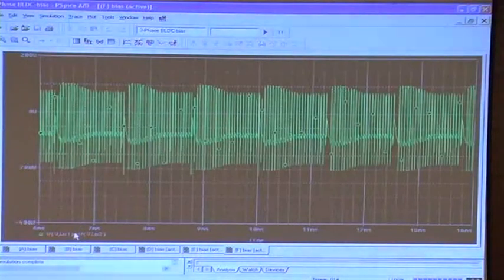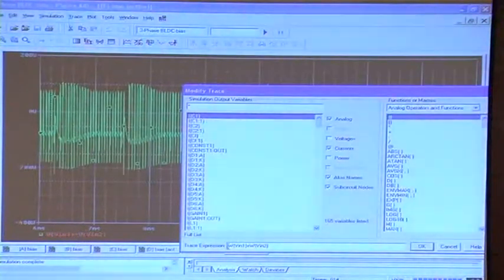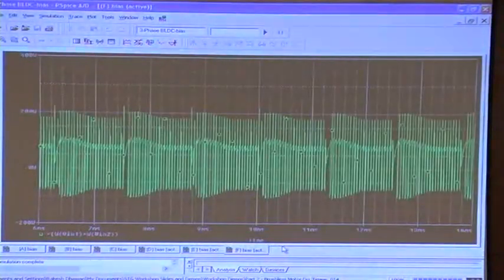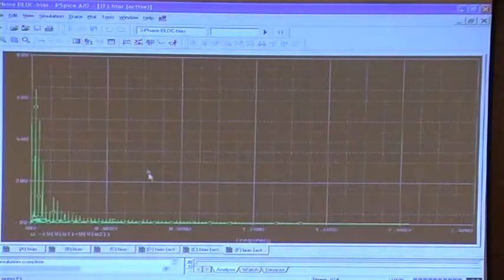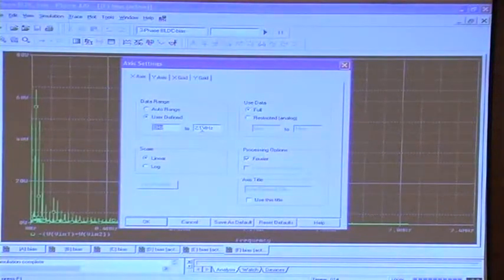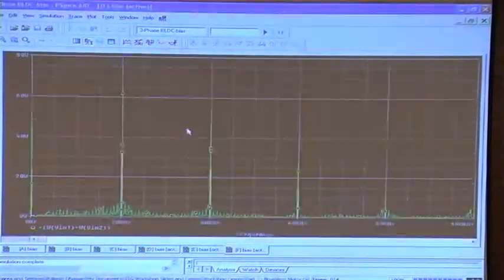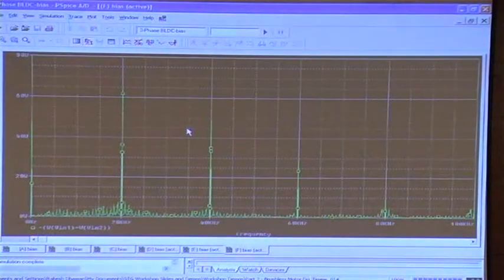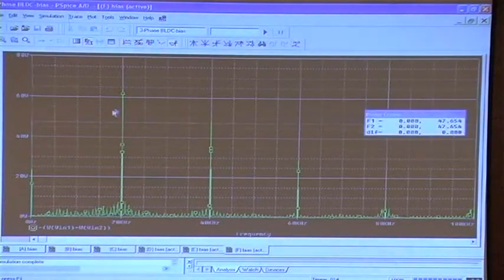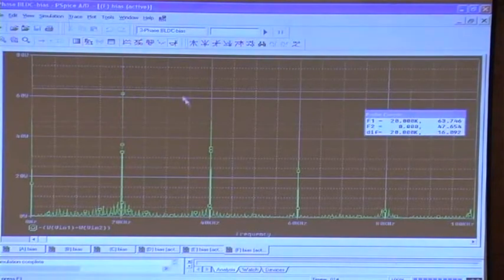That is, so that's the input power, and we can actually do an FFT on it, and take it to 100 kilohertz. So here, you have a 20 kilohertz component, which is quite significant. Almost 63 watts.